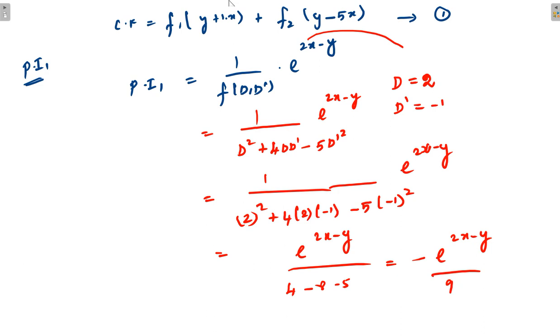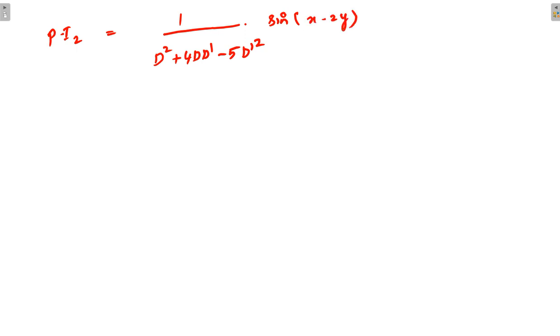Next one is PI2. So 1 by D square plus 4DD dash minus 5D dash square into sin x minus 2y. Before substituting the values, try to check what kind of function is given, what kind of function we are going to take to find the particular integral.